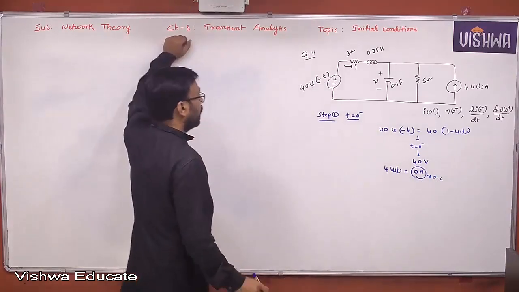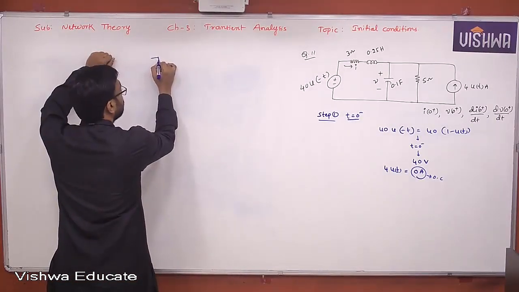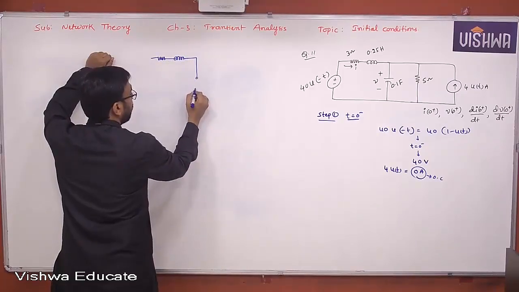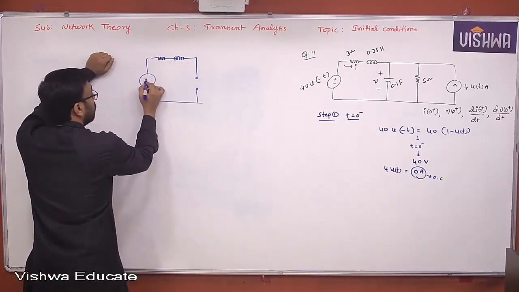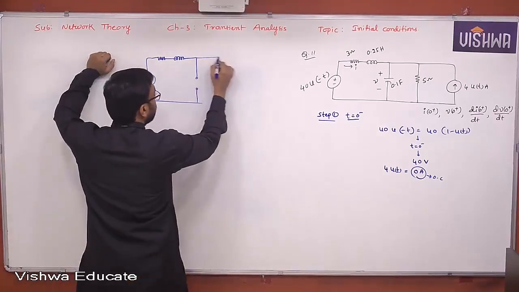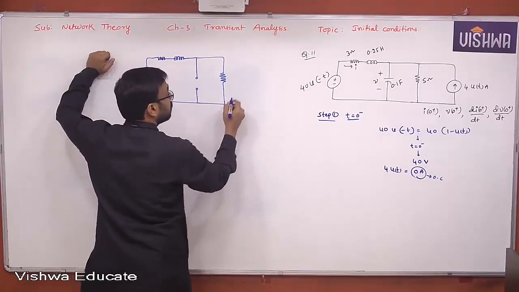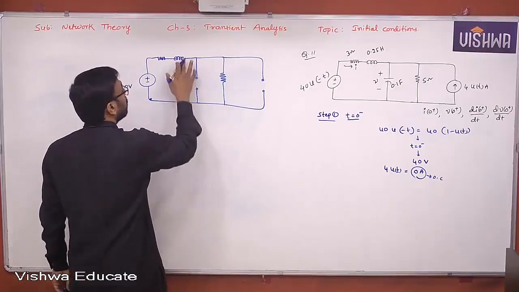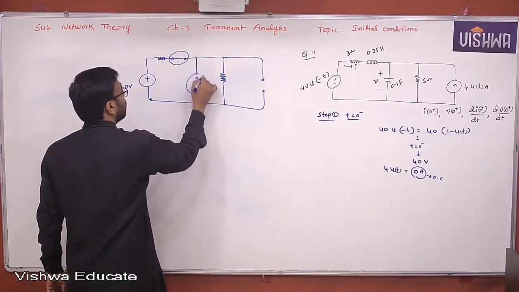Okay. Therefore, let me draw that circuit again here quickly. I got an inductor. The capacitor behaves like an open circuit. Yes or no? And this will be a 40 volt source. We have already seen. And this is a resistor. This is a resistor. And this is acting like what? Open circuit. We have seen already. And this inductor is acting like what? Short circuit. Physical inductor is available here.